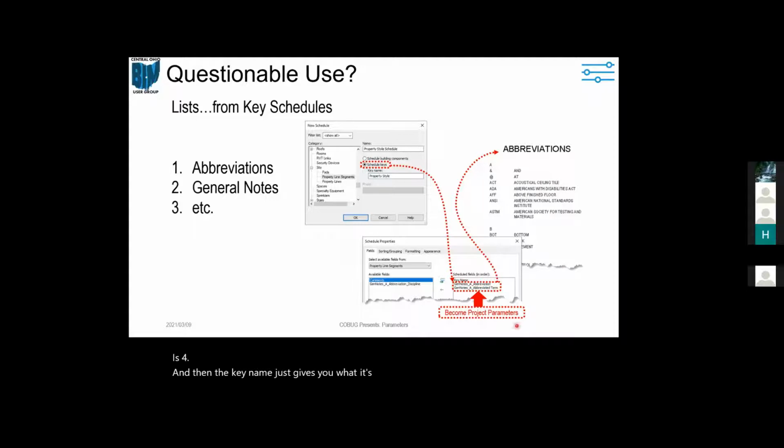So A's, B's, C's. And these parameters that you add into a key schedule automatically become project parameters. So that's something to note too, that even if you don't use this as something you want to do, it's kind of on the iffy side of if you should use it. If you are using key schedules in their intended use, anything that you add as a parameter in those key schedules becomes a project parameter. So if you needed to remove those later, that's where you would go to remove them or alter them.